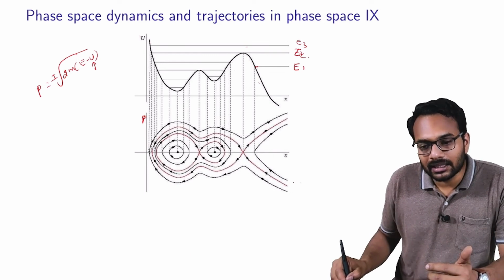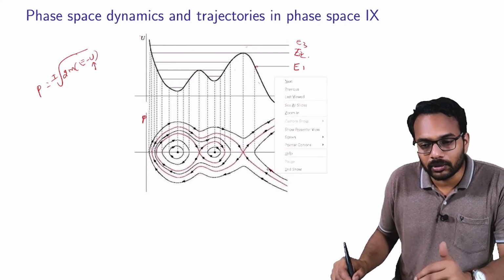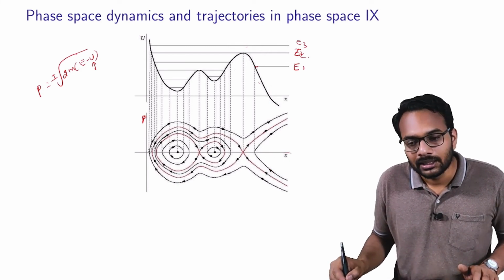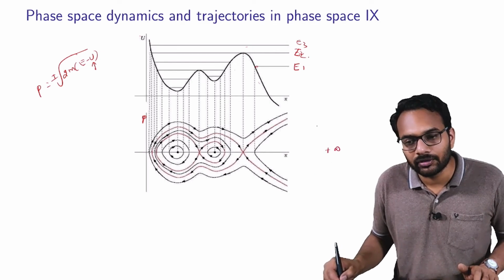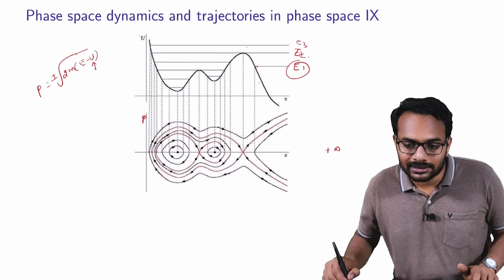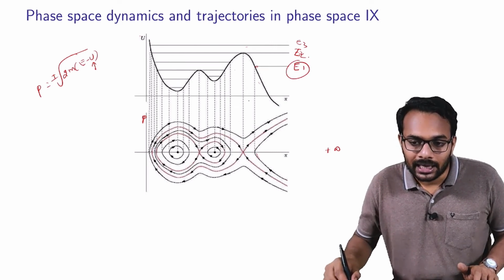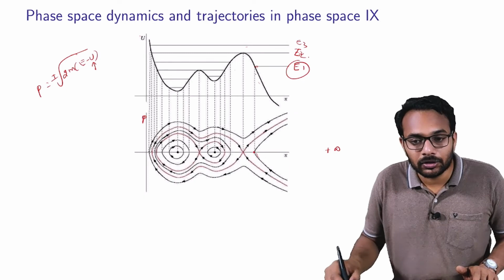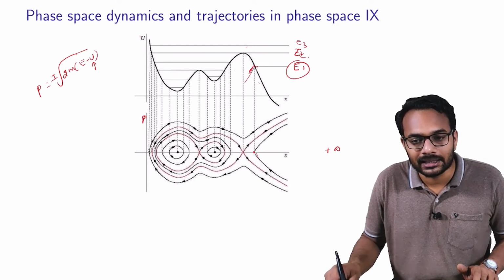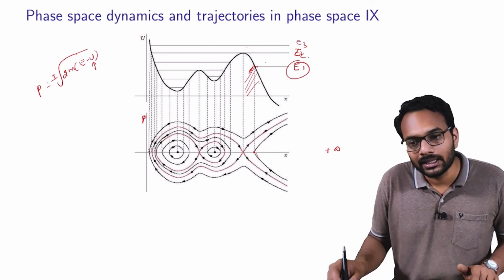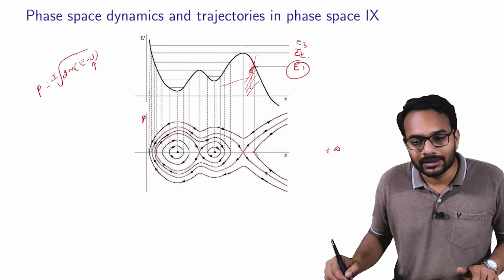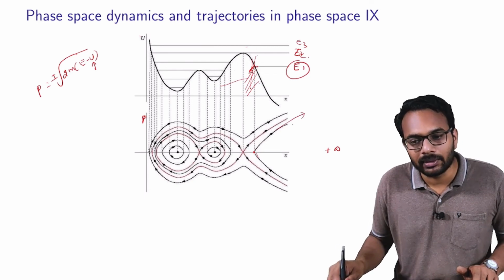So suppose a particle is coming from plus infinity with energy E1. It comes here and sees more and more potential energy, because the potential energy is increasing as you come from plus infinity. Correspondingly the momentum decreases, and at this point the momentum becomes 0. It cannot cross this point, because this region is classically forbidden. For a particle with energy E1, the left side of this part is completely forbidden. It cannot enter. So it sees this potential, comes to rest, then turns back and goes back to infinity.